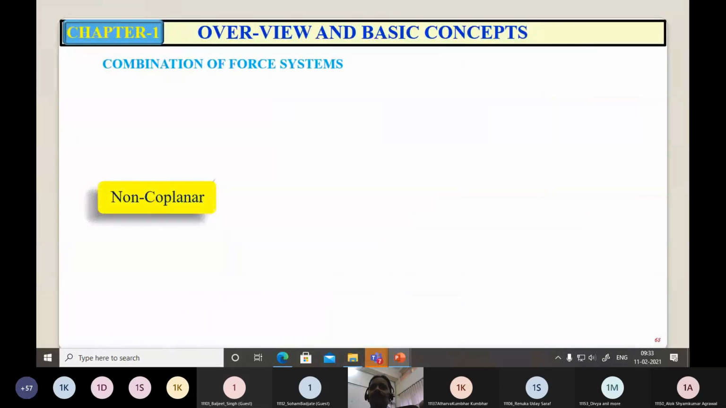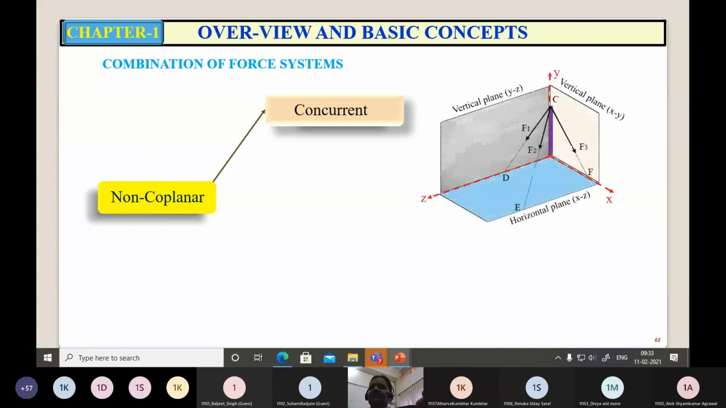Similarly, non-coplanar concurrent means forces are acting in different planes, but passing through a common point. So this is the best example. Forces F1, F2, F3, they are acting in different planes. So it is non-coplanar force system, but the lines of action of all these forces are passing through point C. So it is a non-coplanar concurrent force system. Now, non-coplanar non-parallel, you can consider the same example, right? These are non-coplanar force system, but the lines of action are also not parallel to each other. So hence it is non-coplanar, non-parallel.